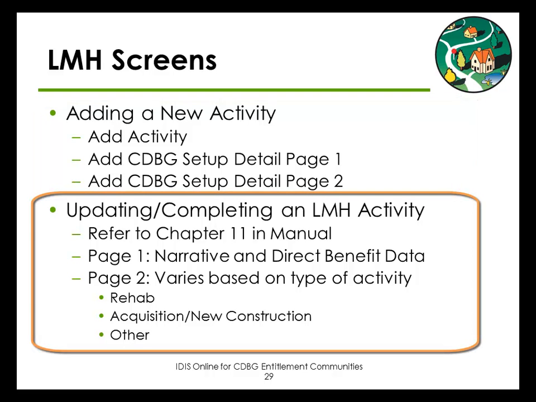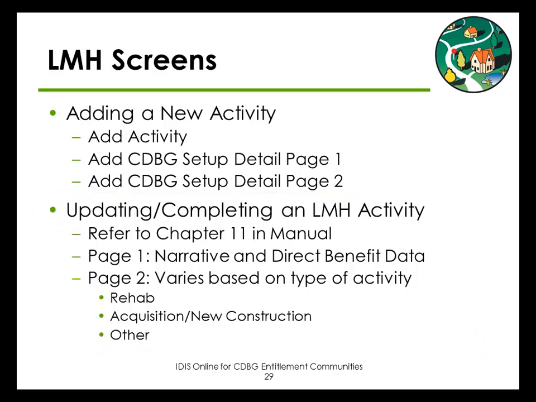To update or complete a low-mod housing activity, we will need to complete 2 screens of data entry under CDBG Accomplishment Detail. The information you need to provide on page 2 will vary based on the type of housing activity you are completing. Chapter 11 of the course manual does a good job of explaining the required data for each type of housing activity. For the data entry portion of this module, we will be using Case Study 2.